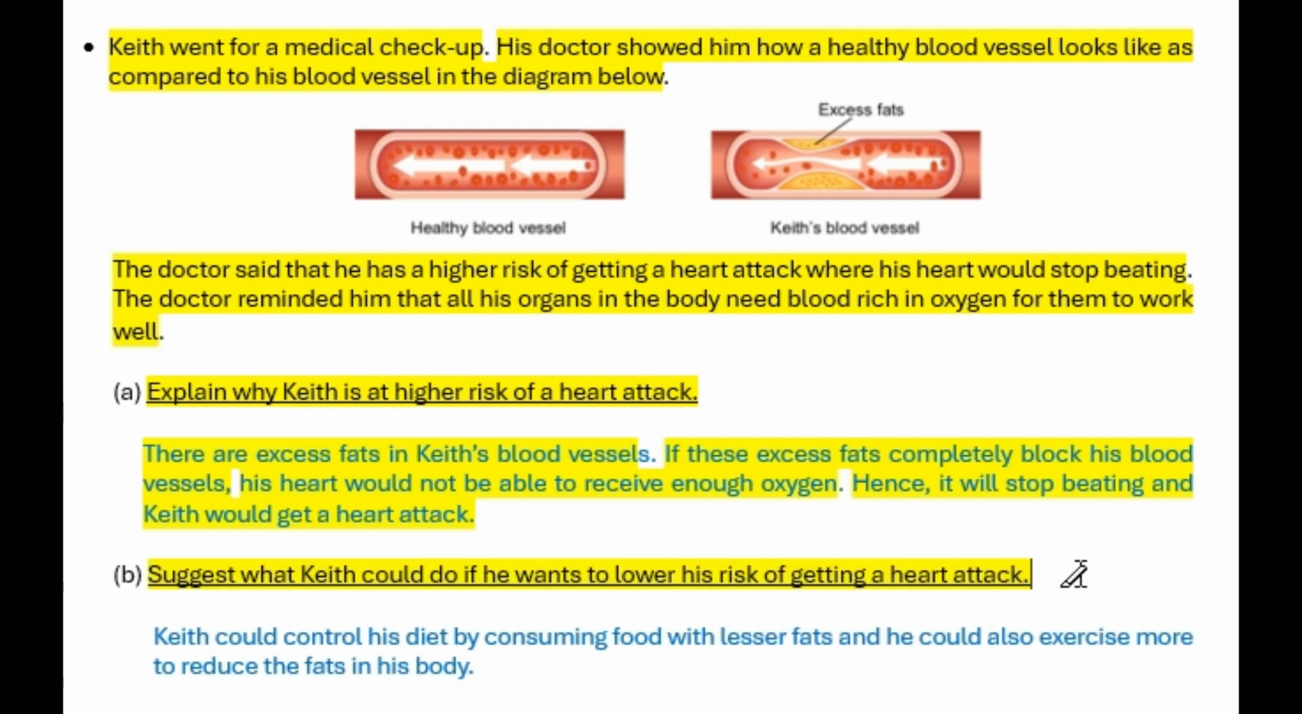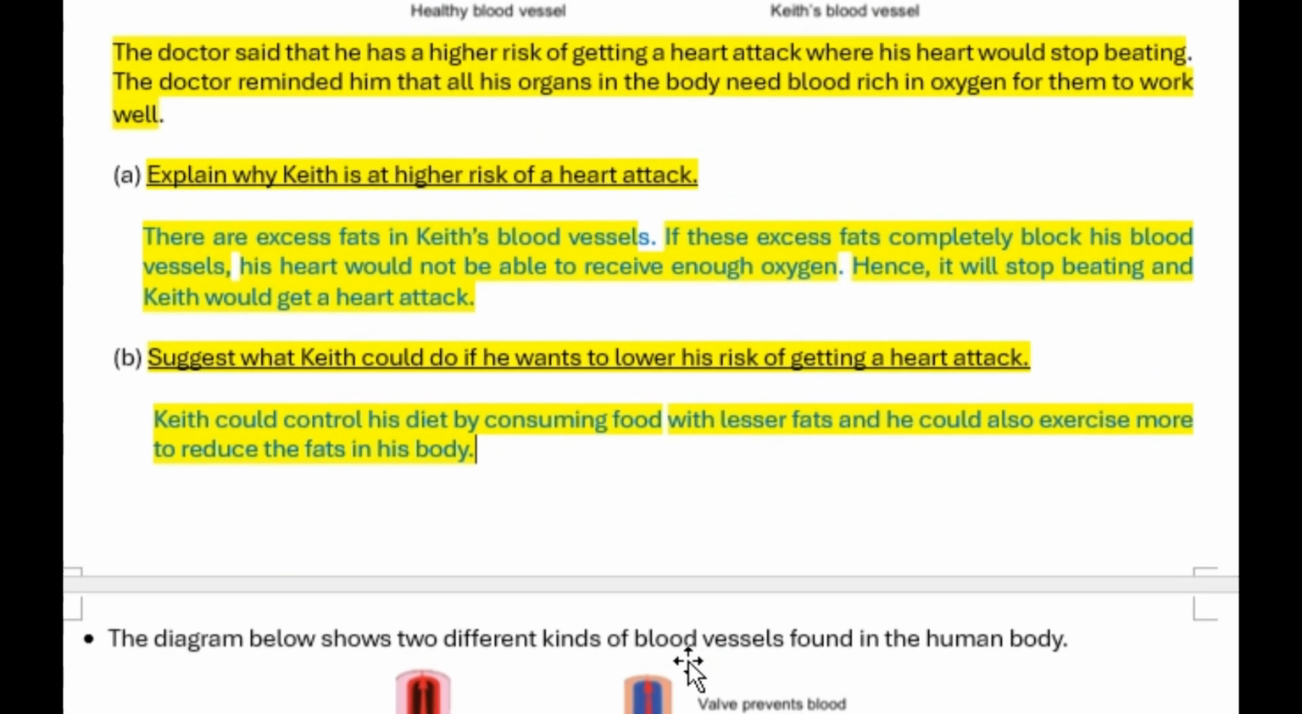B. Suggest what Keith could do if he wants to lower his risk of getting a heart attack. Keith could control his diet by consuming food with lesser fats, and he could also exercise more to reduce the fats in his body.